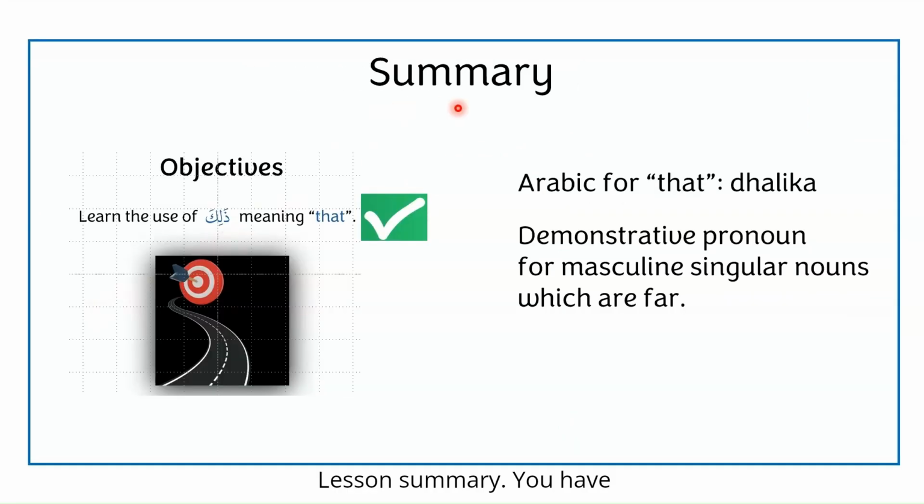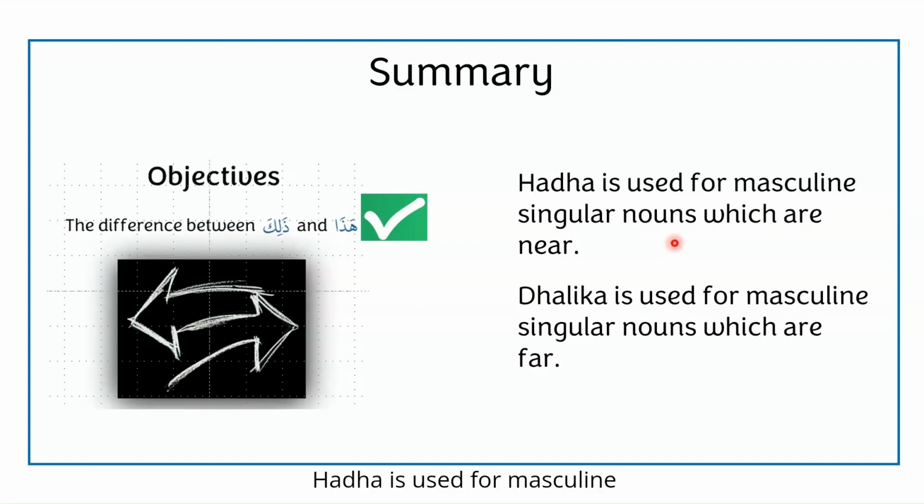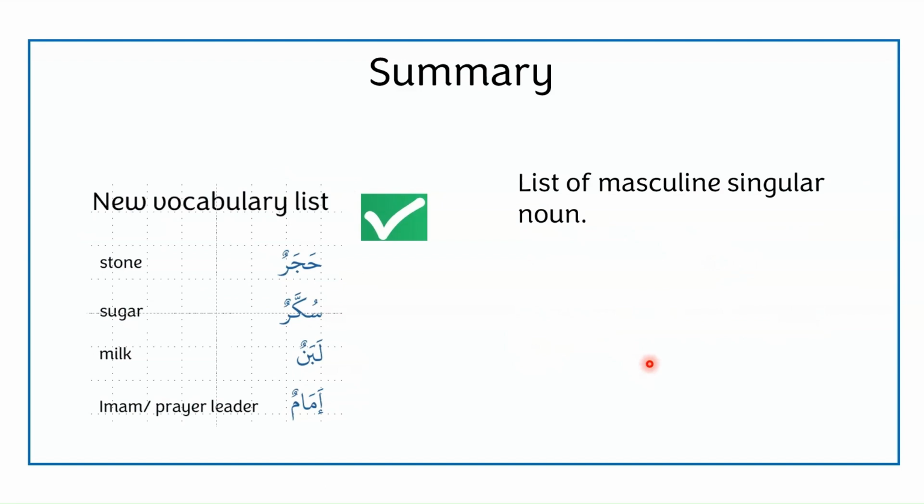Lesson summary. You have studied the Arabic word for that, namely dhalika. Dhalika is used for masculine singular nouns which are far. Hadha is used for masculine singular nouns which are near. You have got new masculine singular noun vocabularies.